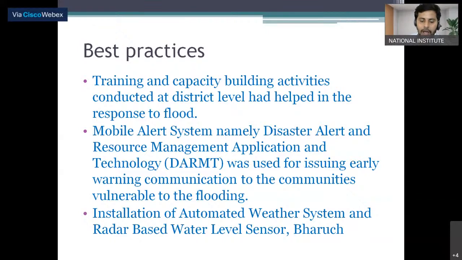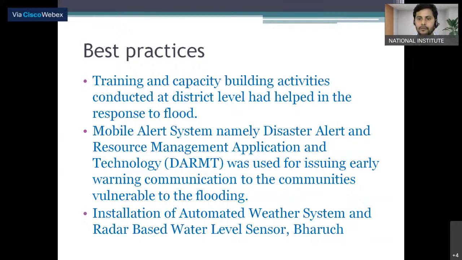In Rajkot, they used a mobile alert system called Disaster Alert and Resource Management Application and Technology. This was an Android application used in Rajkot for alerting persons in flood prone areas. Through this system, the operator can select the dam and the amount of water expected to be discharged from it. It has an inbuilt database with contact information of representatives like sarpanch, Anganwadi workers, paramedical staff and school principals.